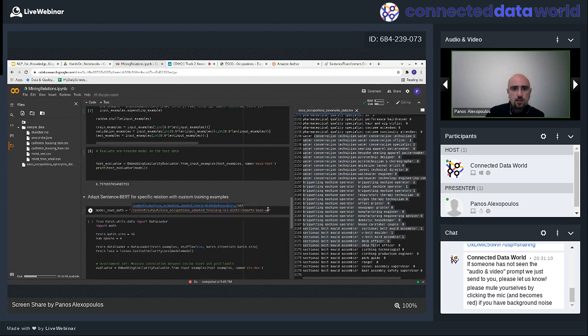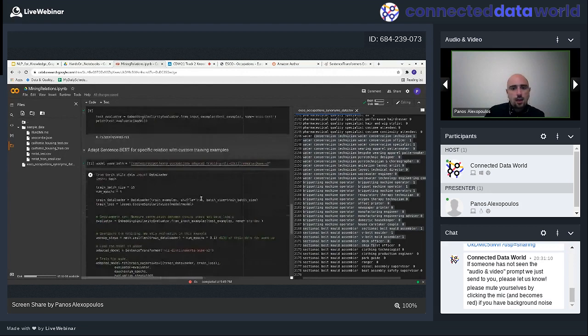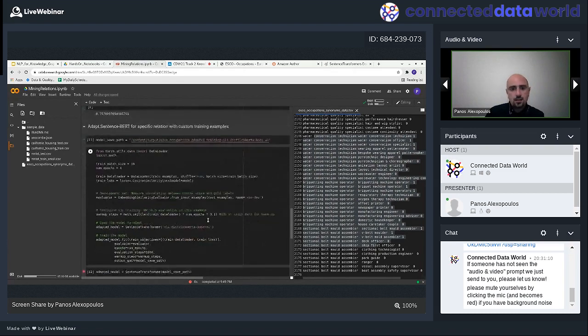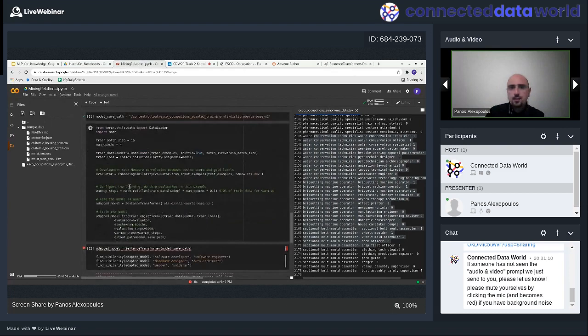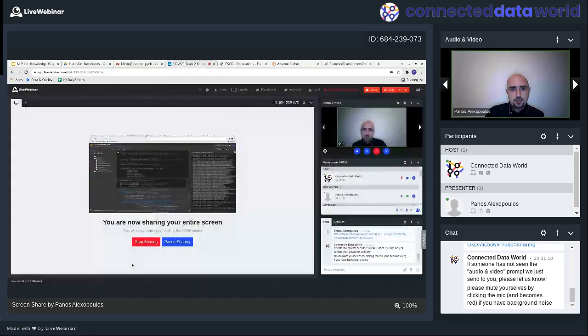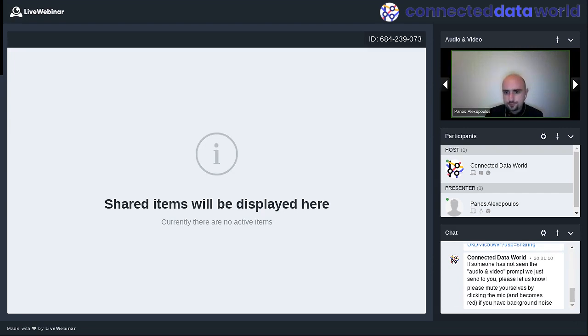gives bad results. But I invite you to play with this, and if you have your own data, try it and see what you get. That's it for this part. Is there any question?